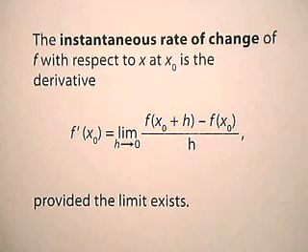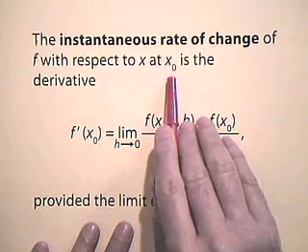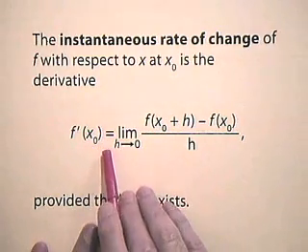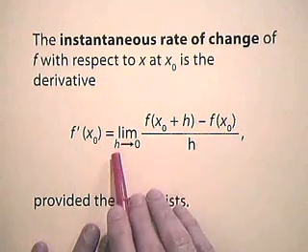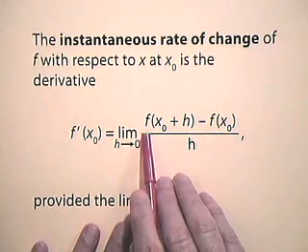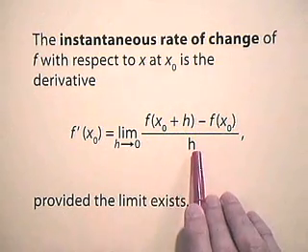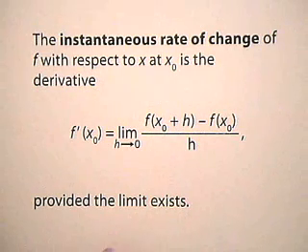The instantaneous rate of change of f with respect to x at the point x naught is the derivative f prime at x naught, which of course by definition is the limit as h approaches 0 of f at x naught plus h minus f of x naught, divided by h, provided the limit exists. In other words, we think of the derivative of a general function at x naught as being the instantaneous rate of change of that function.